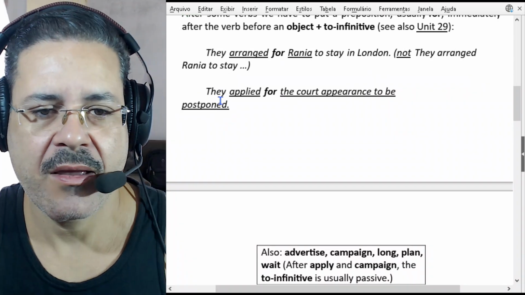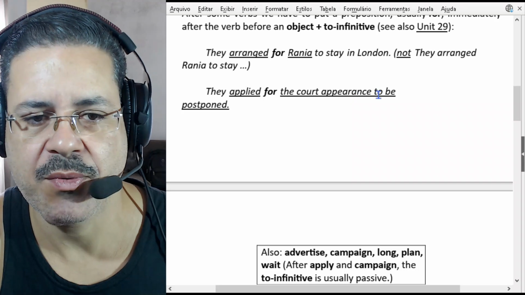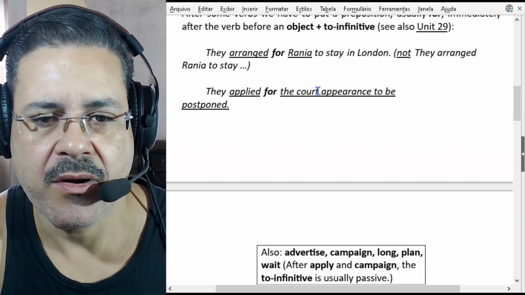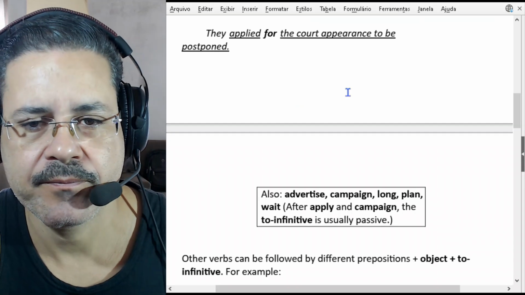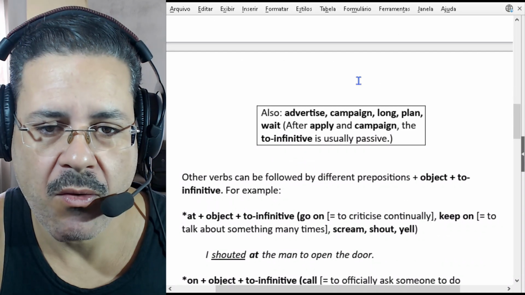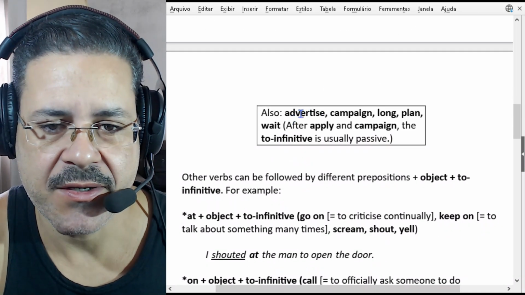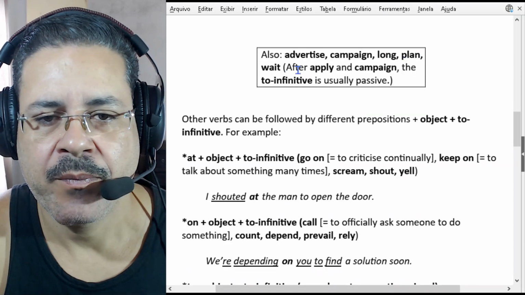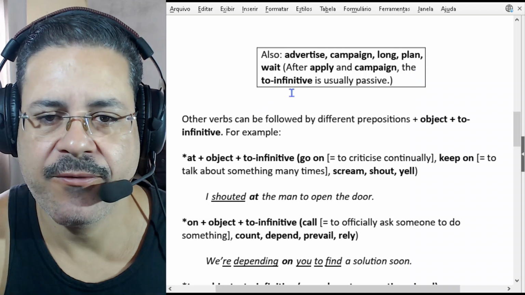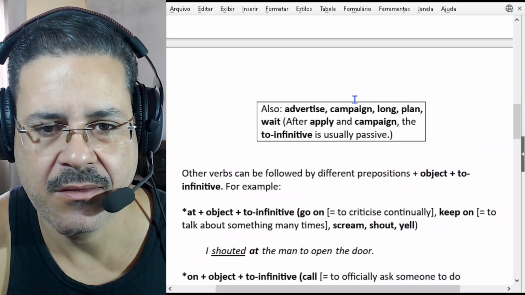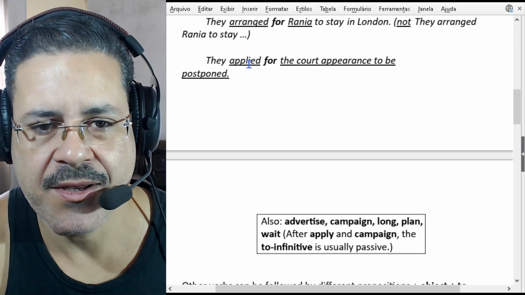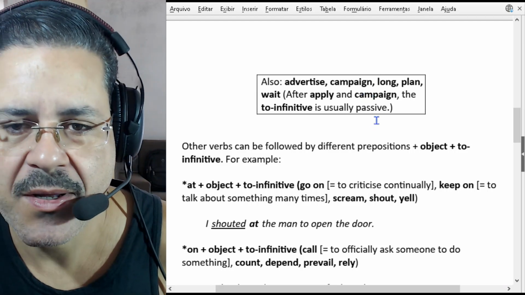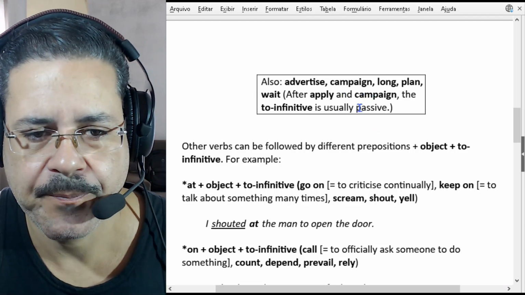Another example: they applied for the court appearance to be postponed. We use that pattern also with the verbs to advertise, campaign, long, plan, wait. After apply and campaign, the infinitive is usually passive, like in the previous example: they applied for the court appearance to be postponed. Use the passive with those verbs in particular.